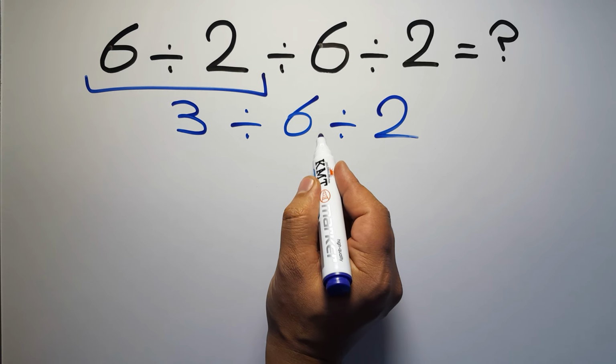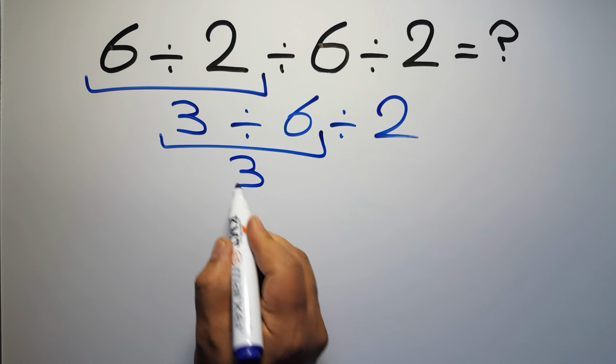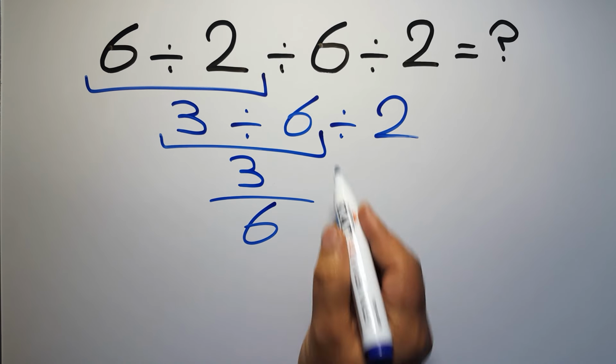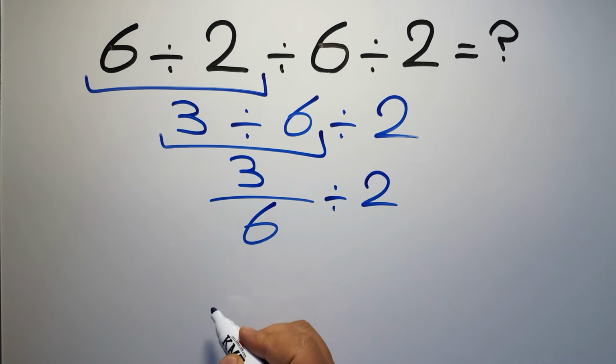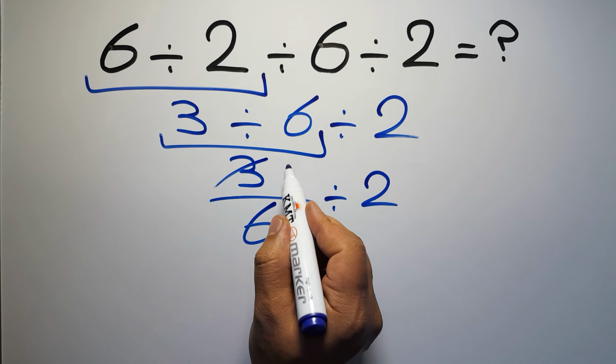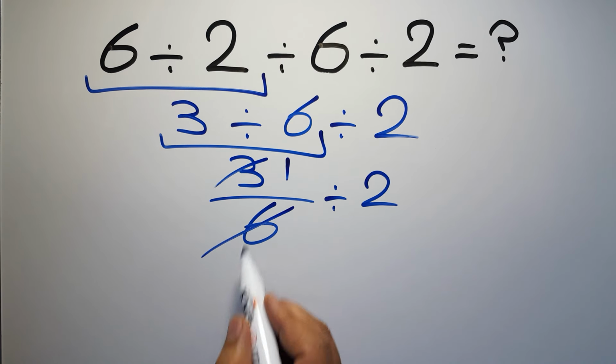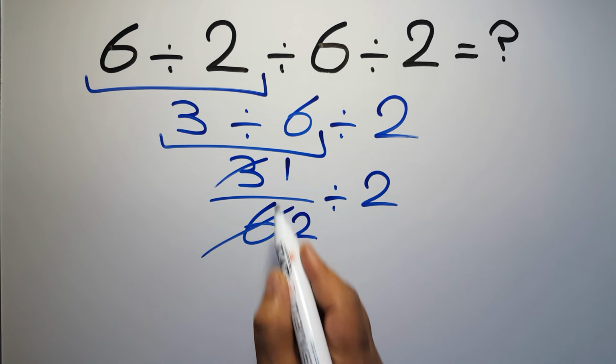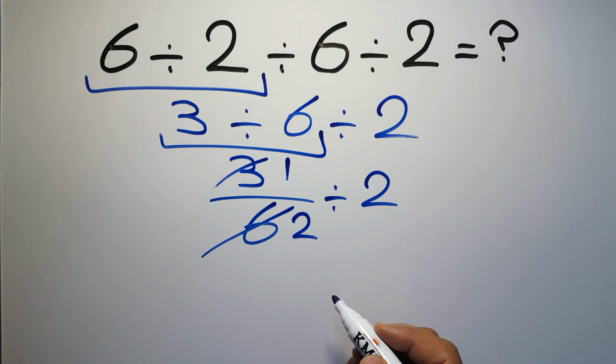3 divided by 6 can be written as 3 over 6. Then divided by 2. Now let's simplify this fraction. 3 divided by 3 equals 1 and 6 divided by 3 gives us 2. So 1 over 2 divided by 2.